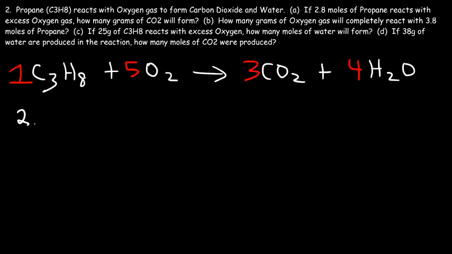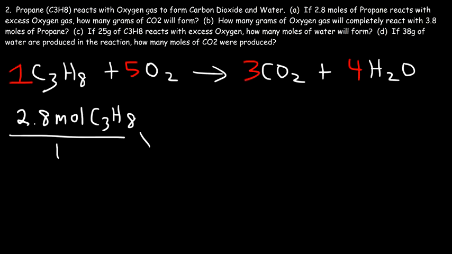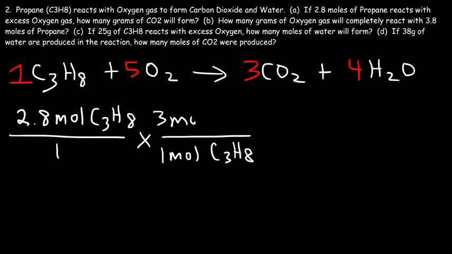Now in part A, we're given 2.8 moles of propane. So first, we need to convert or change the substance from propane to carbon dioxide because that's what we're looking for. So let's use the molar ratio to change the substance. The molar ratio between propane and carbon dioxide is 1 to 3. So for each mole of propane that reacts, 3 moles of CO2 will be produced in this reaction. So we could cancel these units.